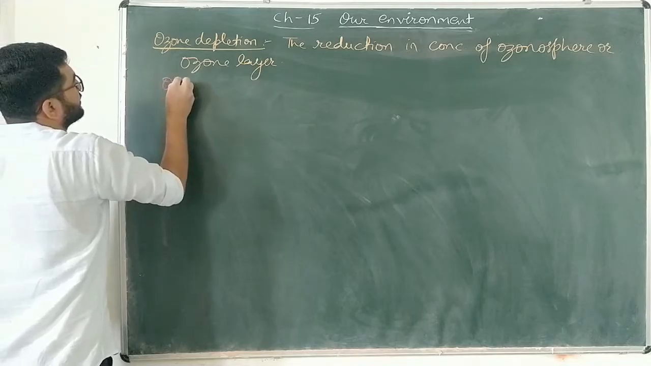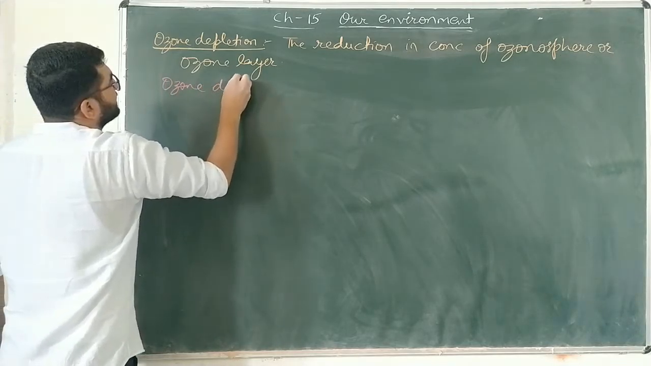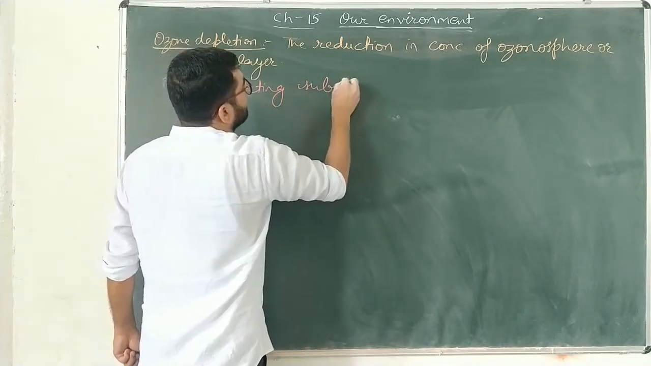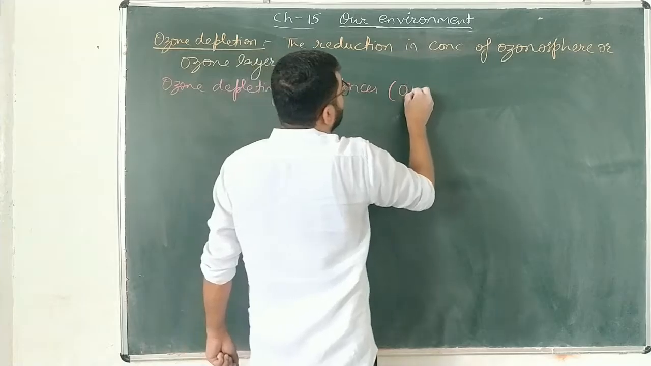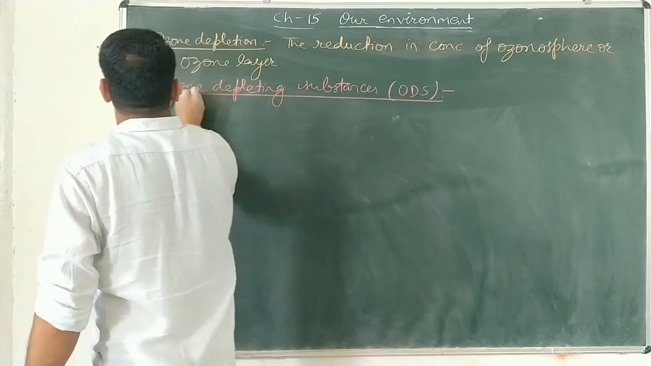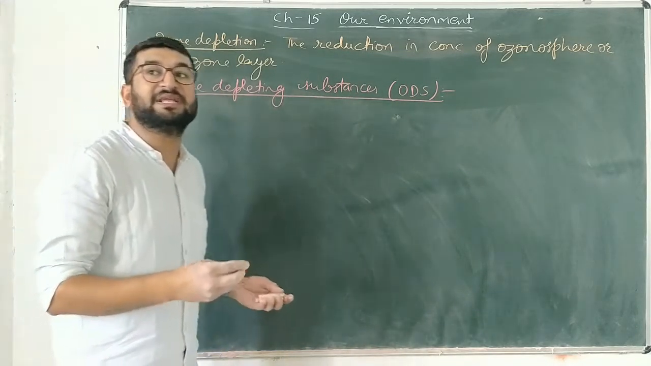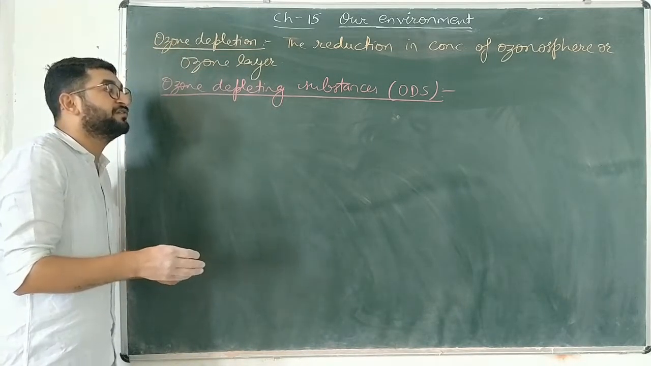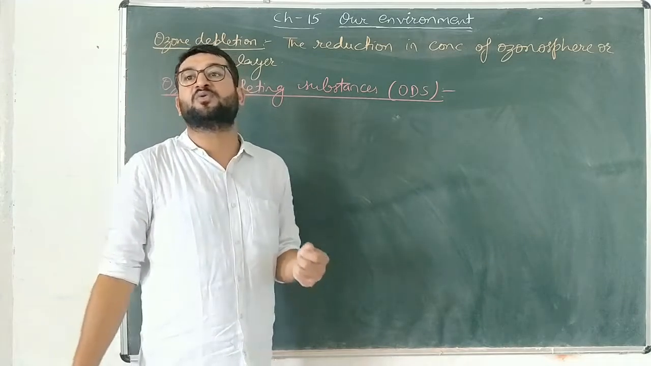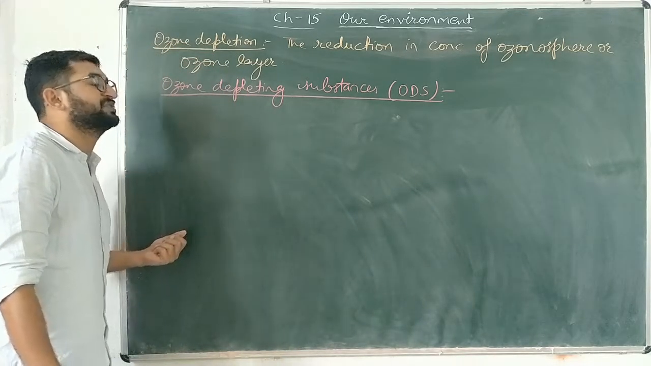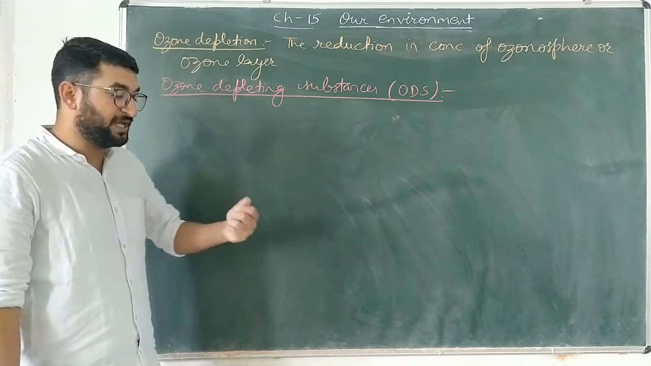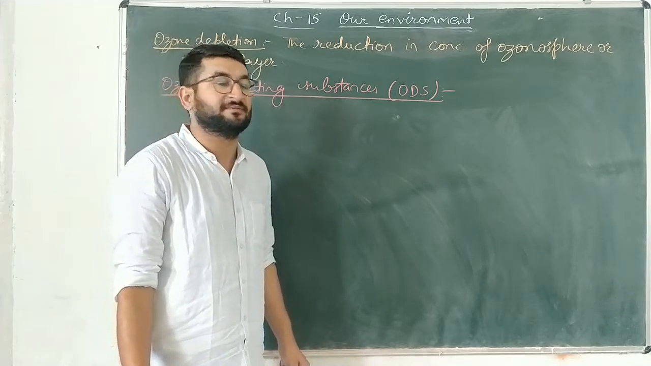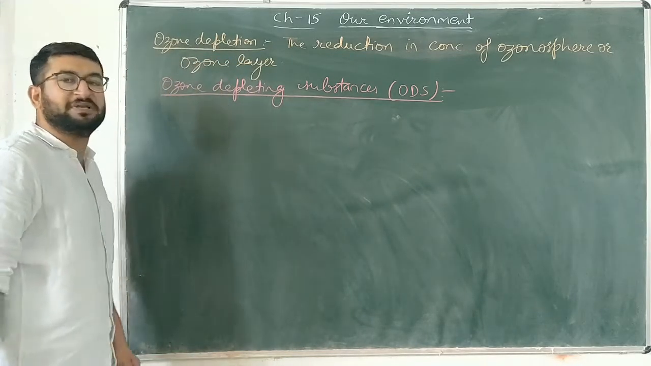For this ozone depletion, there are certain substances responsible which are known as ozone depleting substances, abbreviated as ODS. The substances which cause harm to the ozone layer are known as ozone depleting substances. Such substances, children, which are harming the ozone layer, what do we call them? We call them ozone depleting substances. So those are referred to as ozone depleting substances.